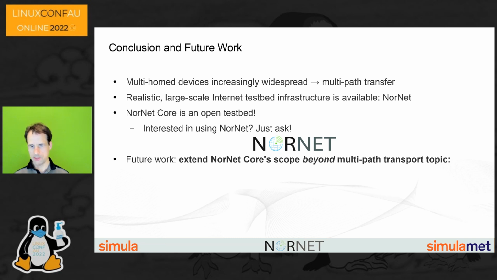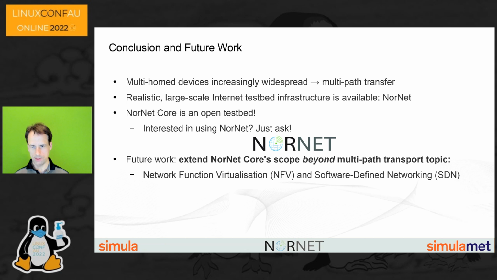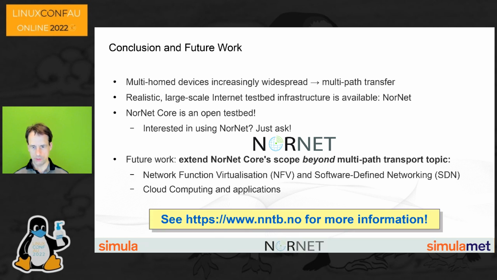And currently we are thinking about the future of NorNet, particularly we want to obtain more funding, new funding particularly, to extend the scope of NorNet Core beyond this basic idea of multipath transport, but particularly in the areas of network function virtualization and software-defined networking, but also around cloud computing and applications. Particularly, this NorNet Core infrastructure can also be seen as a distributed multi-cloud system with several sites. So it's quite interesting for cloud computing applications as well.